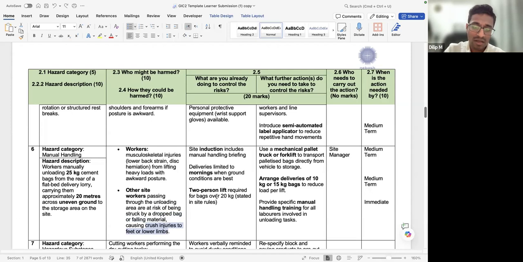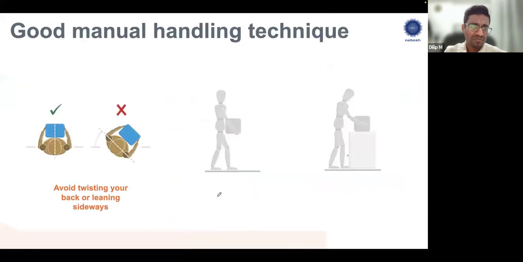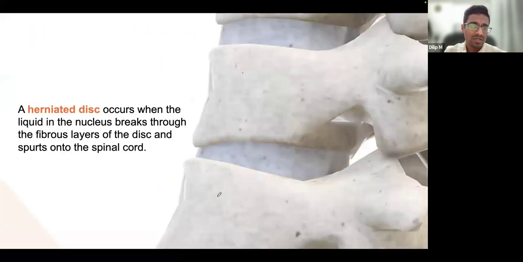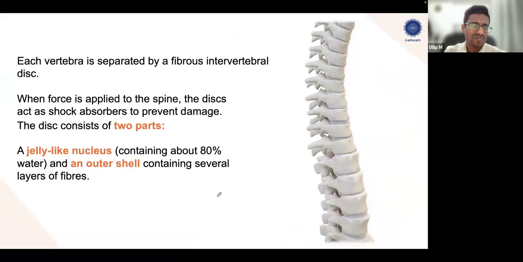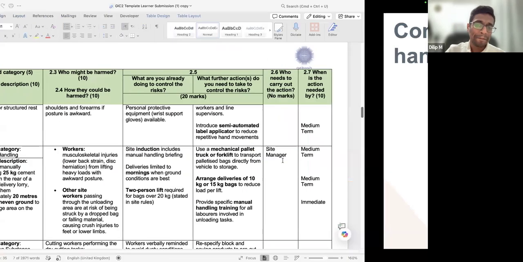So I tried to include some of the consequences that we covered here. I included a herniated disc. You can talk about strained ligaments or muscle strains. And then, if the load is a sharp object, then you can write about cuts or crushing and fractures. So a range of injuries must be included.